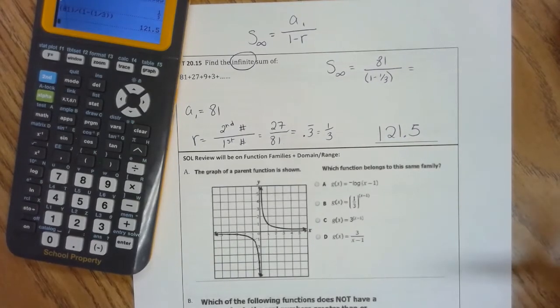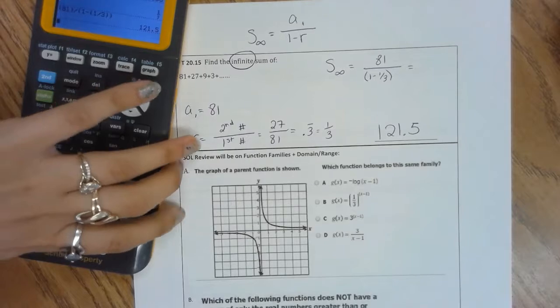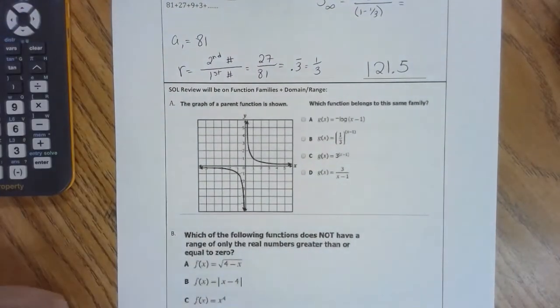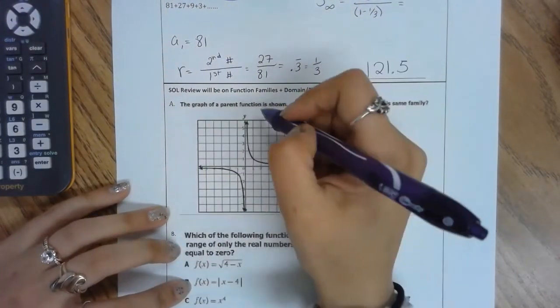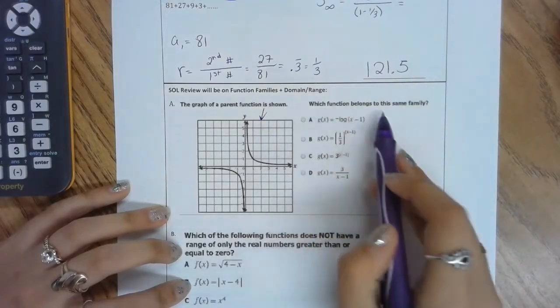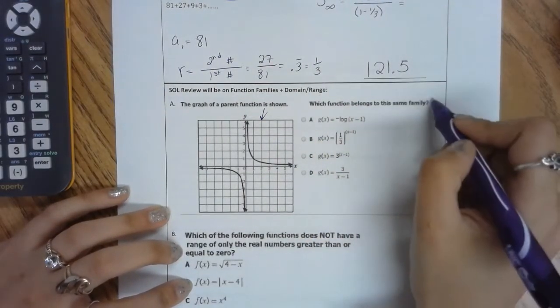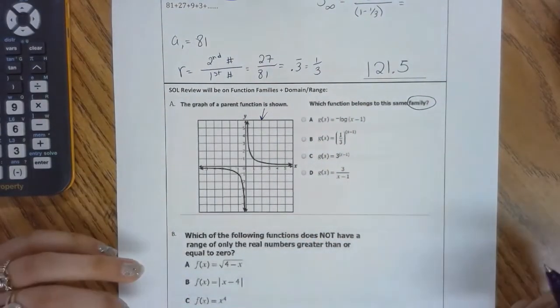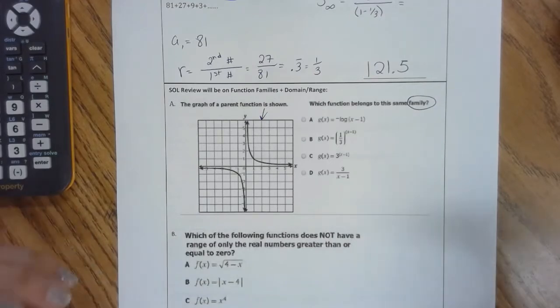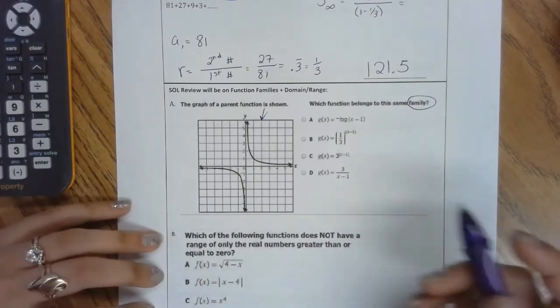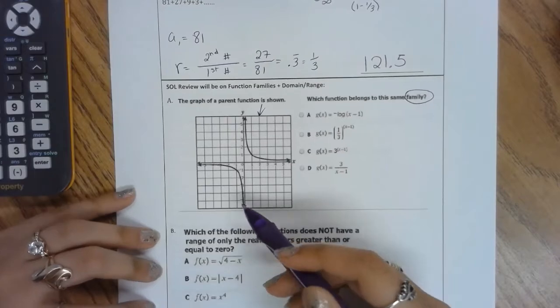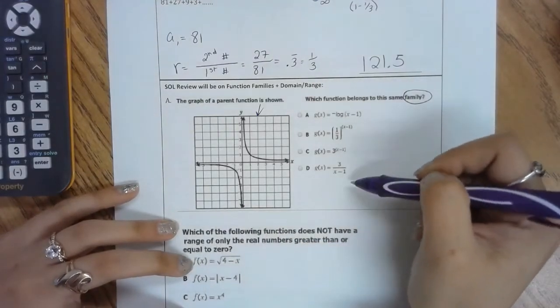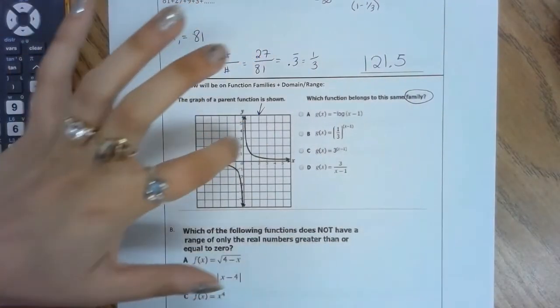It says the parent function is shown. Which of these graphs belongs to the same family? So if we graph it, which of these has a similar shape or look to our graph? Okay, you guys can easily plug each of these into Desmos. I can tell this is a rational function, which is a fraction. So automatically, you should know it's D.